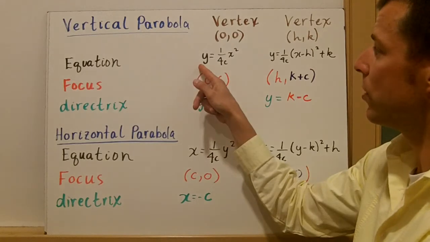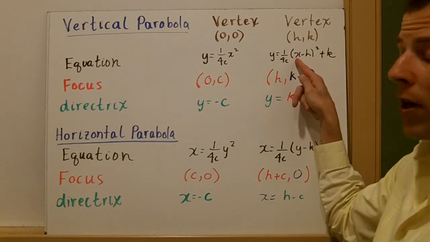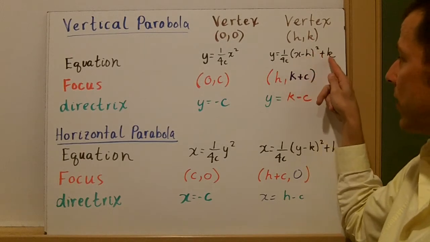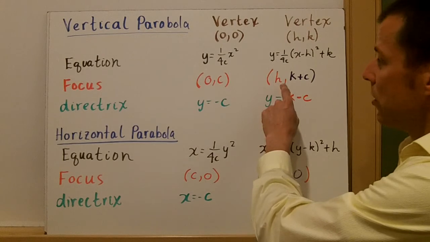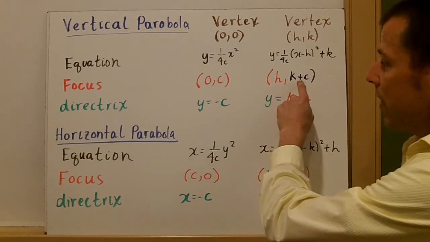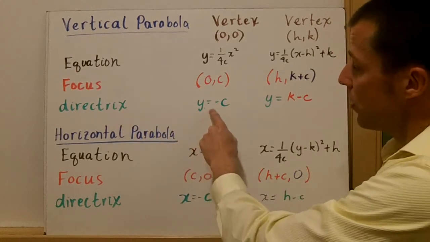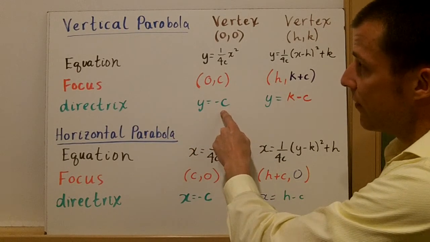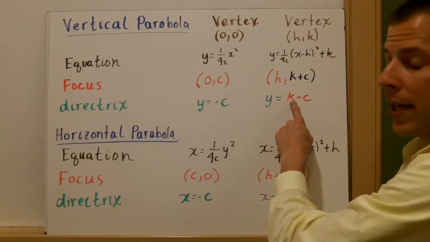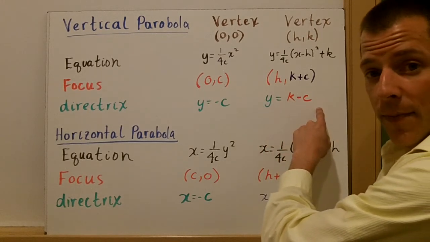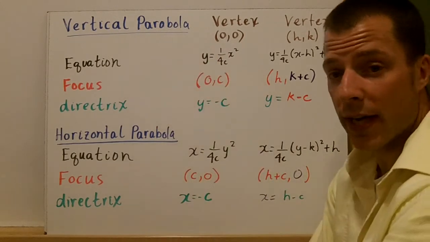The equation when you have a vertical parabola becomes 1 over 4c times the quantity x minus h squared plus k. Your focus is no longer 0, c, but h comma k plus c. So that changes. The directrix is no longer y equals negative c, as when the vertex is at the origin, but becomes y equals k minus c. Okay, so be very aware of those formulas. You're going to have to know those.